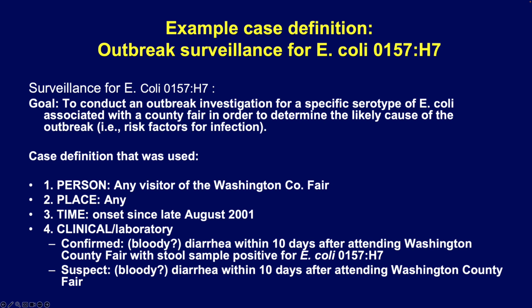A confirmed case was a case of diarrhea within 10 days after attending the Washington County Fair with a stool sample that was positive for E. coli O157:H7. Now, you could have also added a criteria of bloody diarrhea. They didn't, but that would have been another way of increasing the specificity of the case definition. And a suspect case was anyone with diarrhea within 10 days after attending the Washington County Fair, but without a lab test that was positive. You could have added the condition of bloody diarrhea again here. These are the kinds of considerations that epidemiologists factor in when figuring out what the most useful and optimal case definition might be, as always, though, given the goals of the surveillance system.